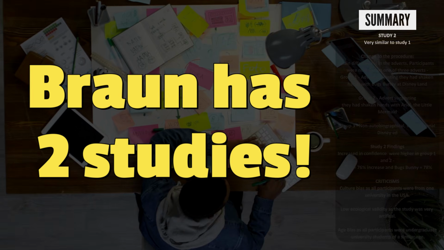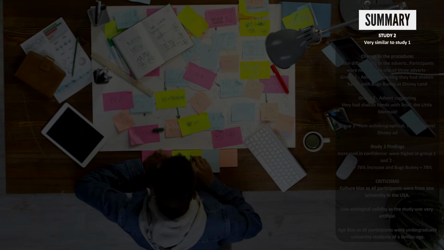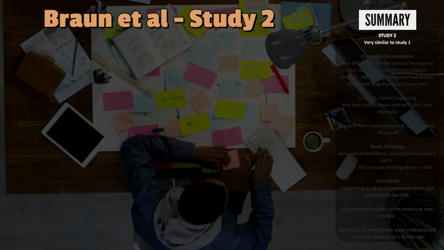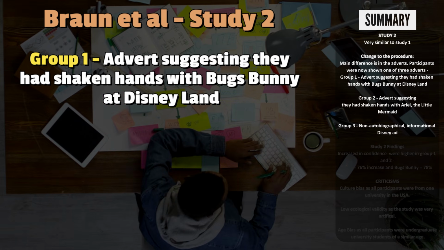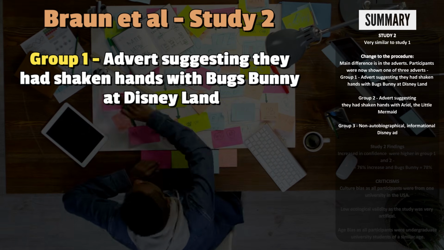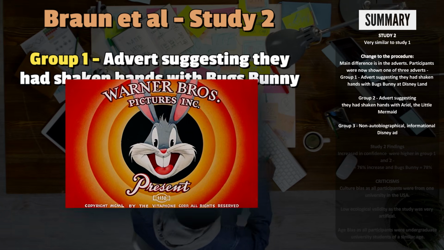Now, Braun et al. has 2 studies, and the second study is pretty much the same as the first one, with just a little twist. In study 2, they actually had 3 conditions. In group 1, they received an advert suggesting that they had shaken hands with Bugs Bunny at Disneyland, which couldn't have happened because Bugs Bunny is a Warner Brothers character, not a Disney character.